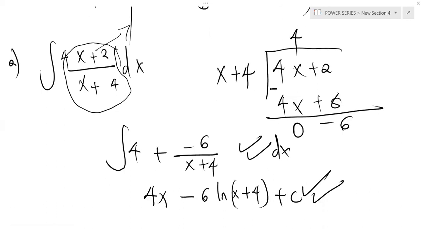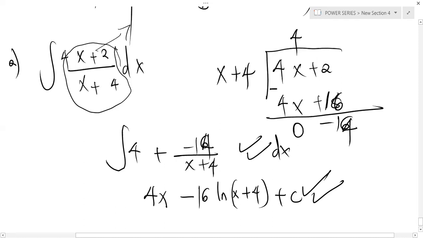8 or 16, let me see. Someone is asking 8 or 16. 2 minus 8. Where is 16 coming from? 16, thank you. This and this gives you 4x, this and this gives you 16. So this should be 16. So 2 minus 16, that will give you minus 14. Thank you for that. So this is minus 14.